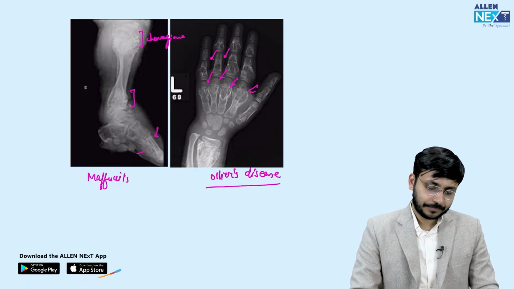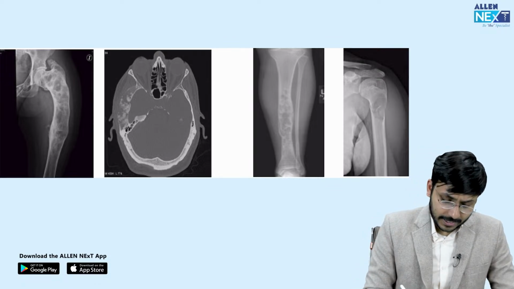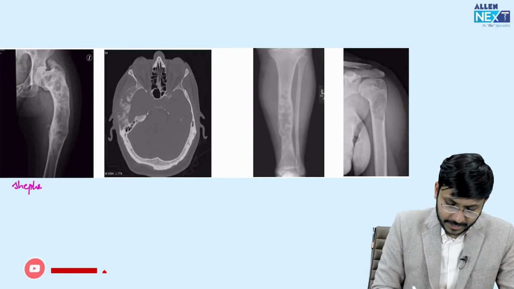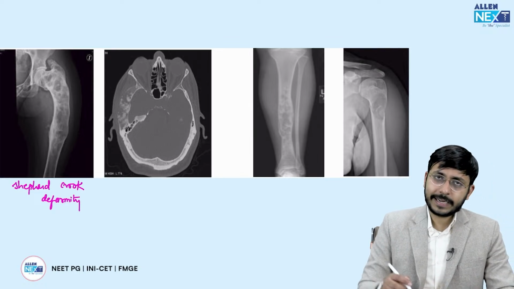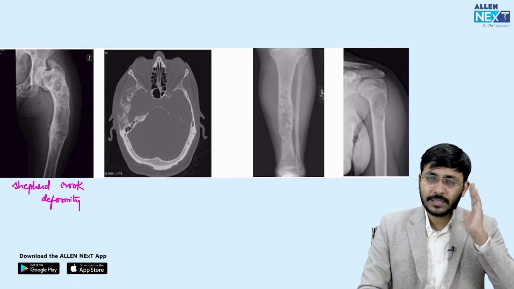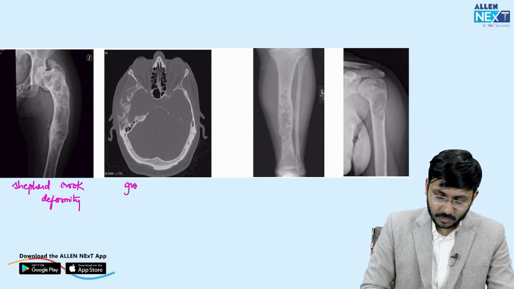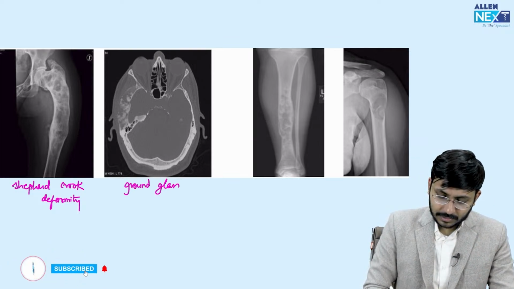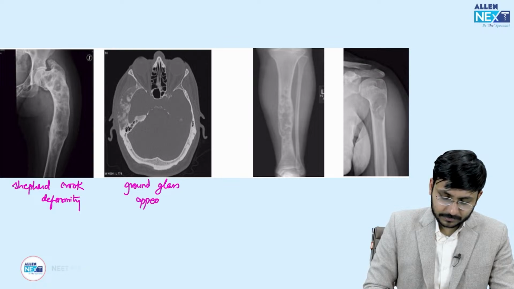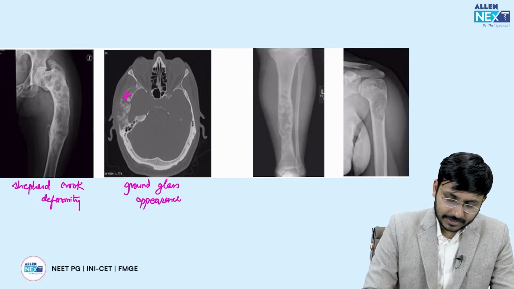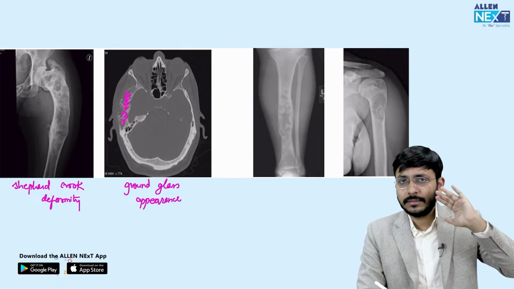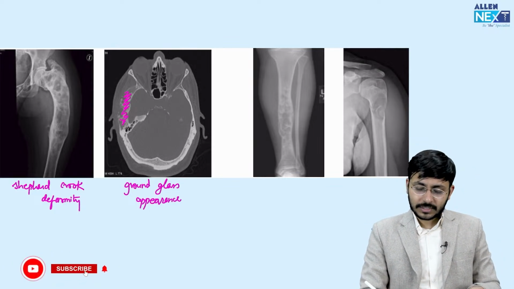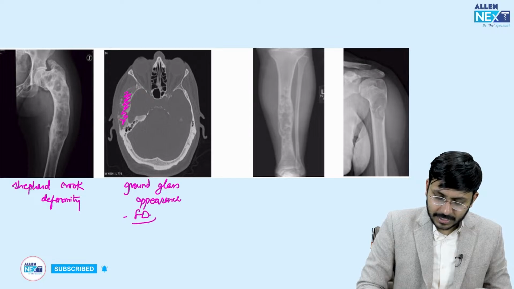Okay. Now coming on to fibrous dysplasia, how does it look like? You see this shepherd's crook deformity of the femur, and it can also affect the craniofacial bones, where it gives this ground glass appearance. Fibrous dysplasia has fibrous tissue, so it does not calcify like a normal bone, so it appears hazy. That is what ground glass is called. So ground glass appearance is seen in fibrous dysplasia in bones.